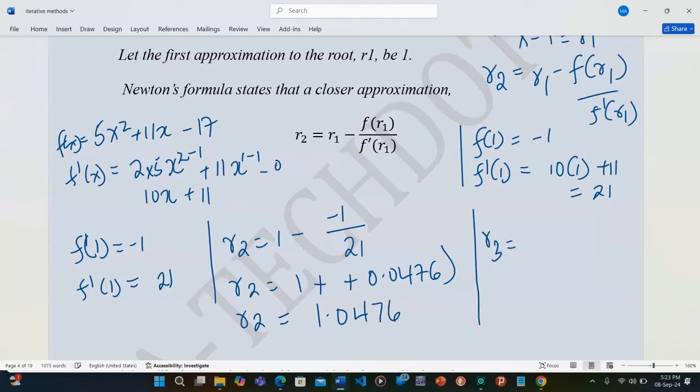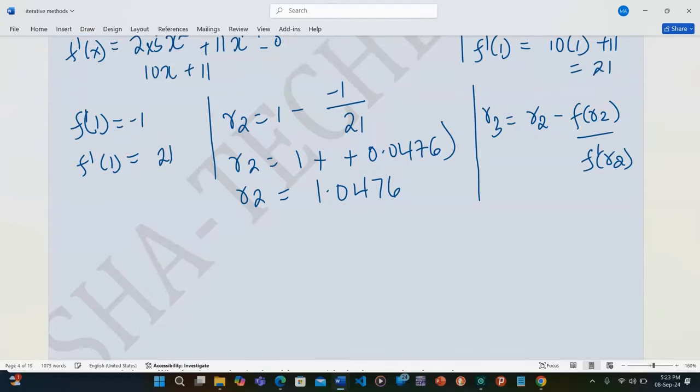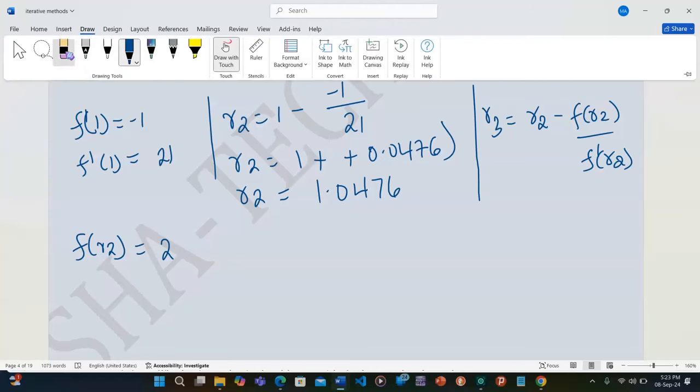Now what is R3? R3 will be R2 minus f of R2 divided by f prime of R2. So we need to look for f of R2. That means I'll get my R2, and this is supposed to be 5.